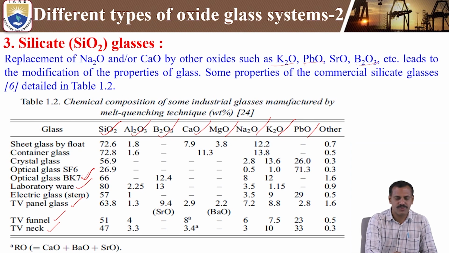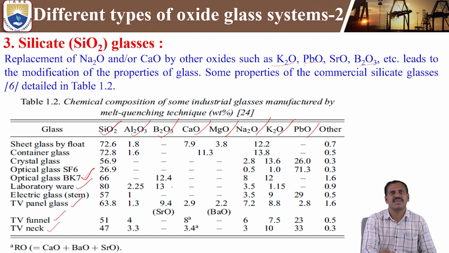Here they have given two commercially important glass systems, optical glass SF6 and optical glass BK7. These are the important commercially prepared silicate based glass systems. So this table shows the different chemical compositions of industrially manufactured glass made by the melt quenching technique only. They prepared these glass systems using the melt quenching technique.